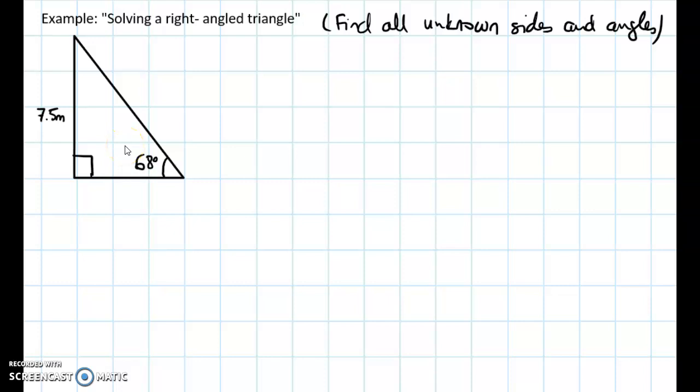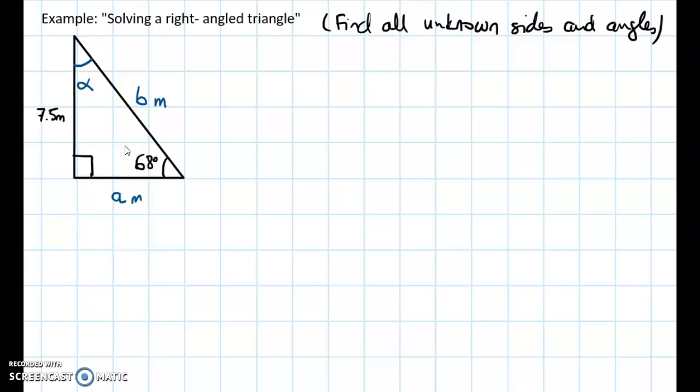In this case, where we know that our triangle is right angle, we know that one of the angles is 68 degrees. We need to find the other angle. I'll mark it here and I'll call it alpha. And we know one of the legs of the triangle is 7.5 meters. And then we need to find the other leg. I'll call it A. And we also need to find the hypotenuse. So I'm going to call it B.